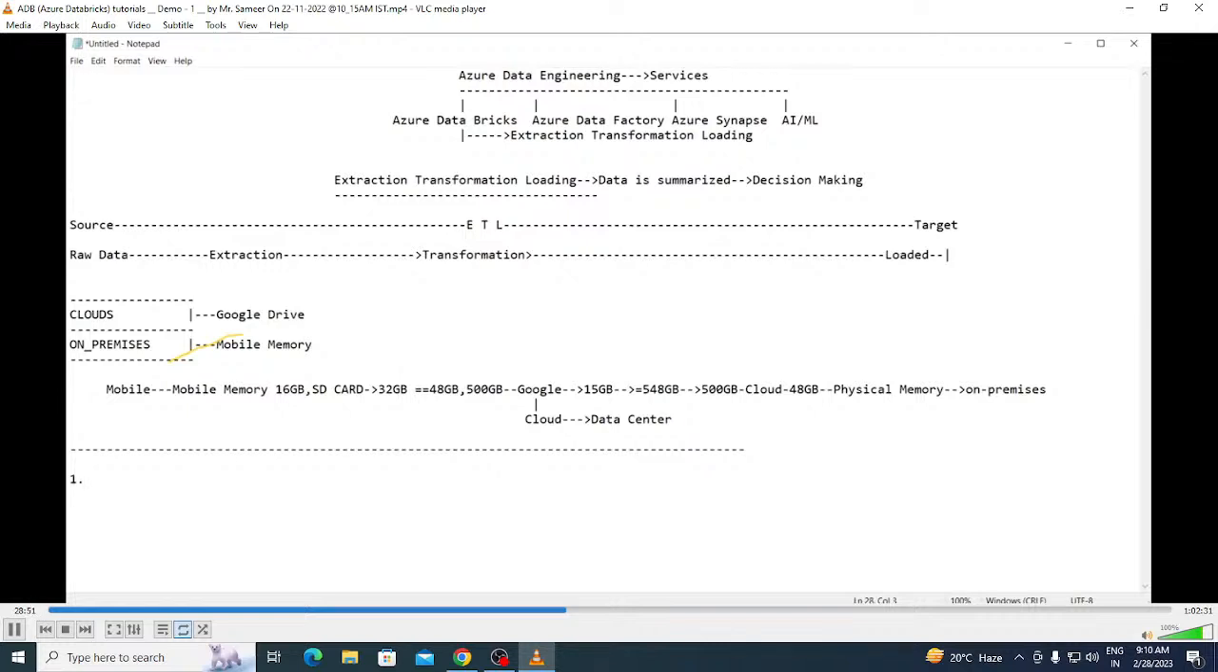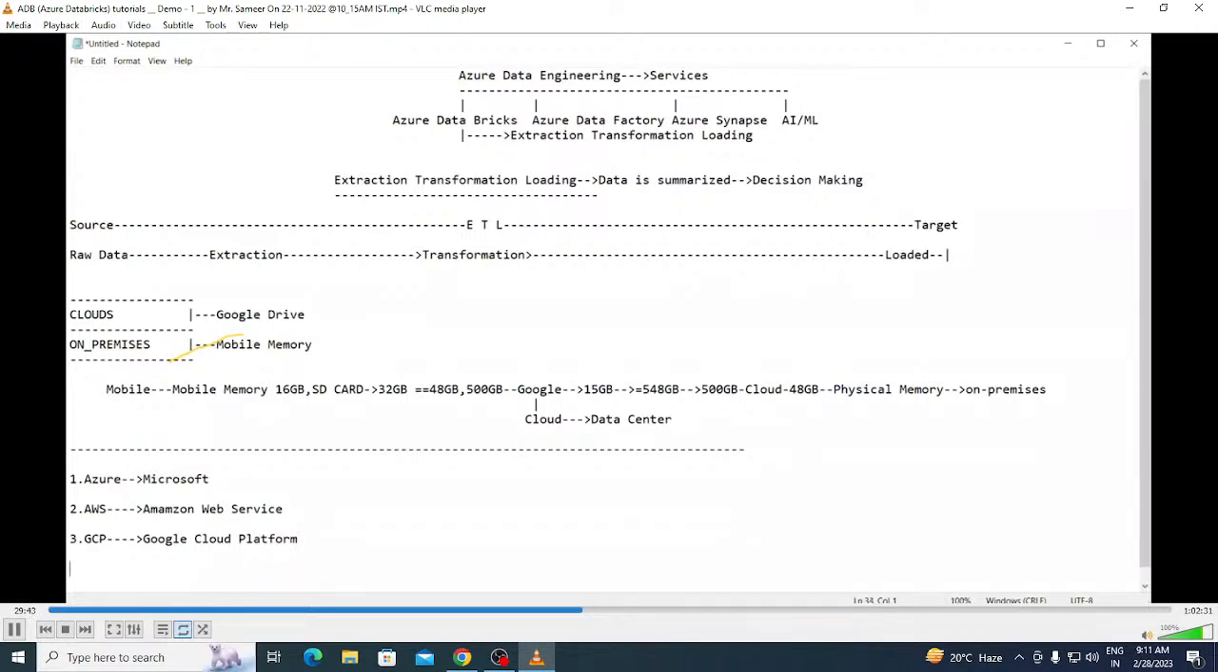The first one is Azure. Azure is a cloud provider from Microsoft. Microsoft is marketing its cloud product with the name Azure. The next provider is Amazon, or AWS. AWS is Amazon Web Service. The third one is GCP, which stands for Google Cloud Platform. Okay, guys, Google Cloud Platform.